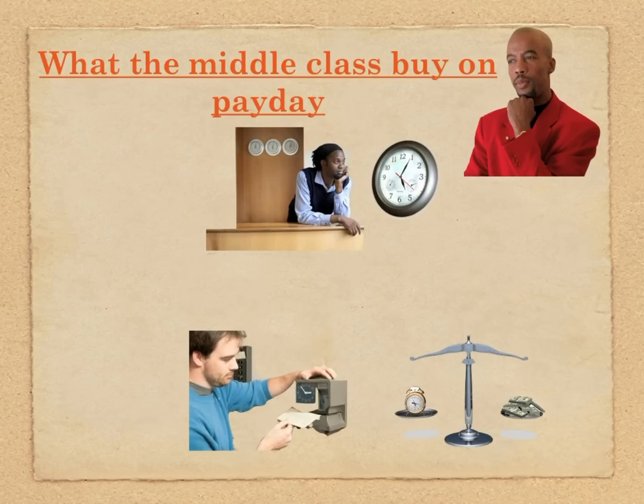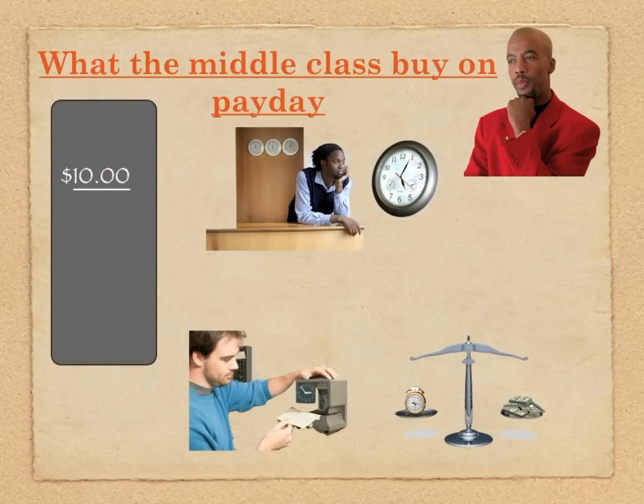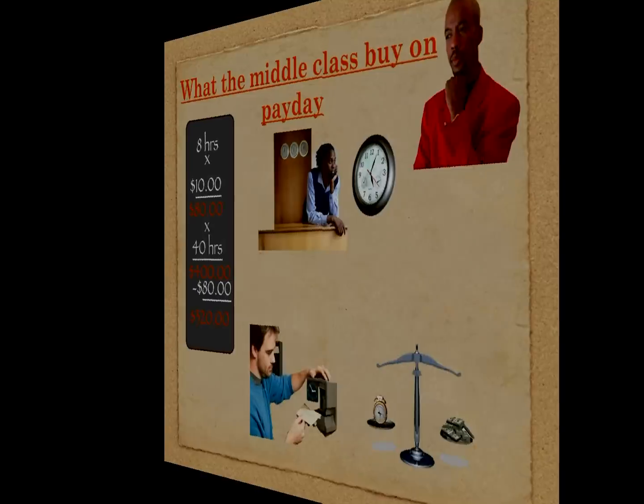So here's an example. Let's assume that the average person is working for $10 an hour and they're working 8 hours per day. At the end of the day, they have earned $80. At the end of the week, 40 hours, $400. If they cease to show up for work for one day, they're deducted for that day's pay. However, that is not the case for the wealthy or for the owner of the corporation with whom they're employed.